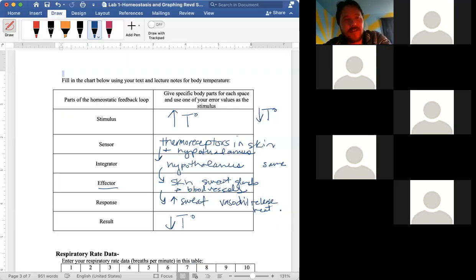Okay. Yeah. Okay, and then if we have a drop in temperature, the thermoreceptors in the skin and hypothalamus are going to be the sensor. The hypothalamus is going to be the integrator. The effector could be the same or it could be different, right? It could be, let's say, skeletal muscle. The skeletal muscles could shake, or shiver, and that could increase body temperature, right?